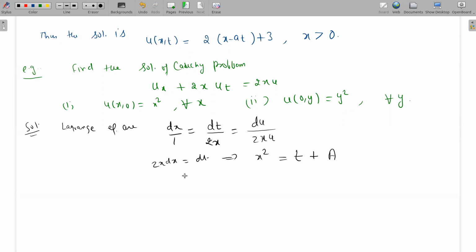And from second and third, dt by 2x equals du by 2xu. So du by u equals dt. On integration, you get u equal to b e power t. So what we have is a equals x square minus t, and b equals u e power minus t.